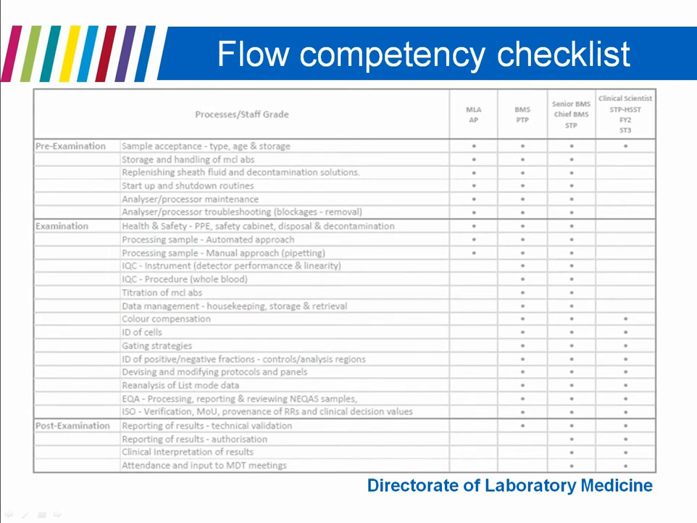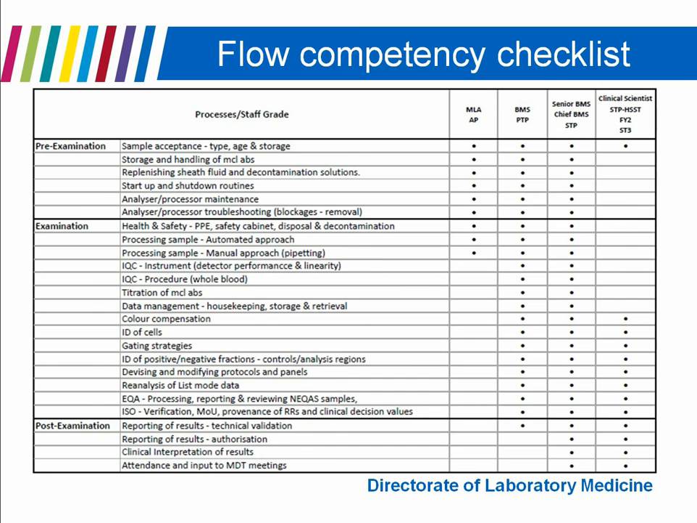Flow cytometry, just put this up as an example. It's always useful to use a checklist, so you can map the different stages of the process to the individual, and you can make sure that you cover all aspects of the procedure. And this one is an example of one that is actually provided in the BCSH guidelines on multicolor flow cytometry.